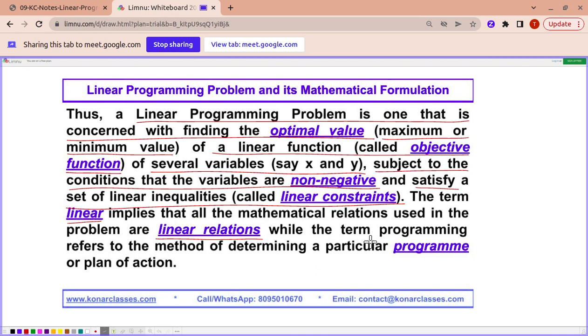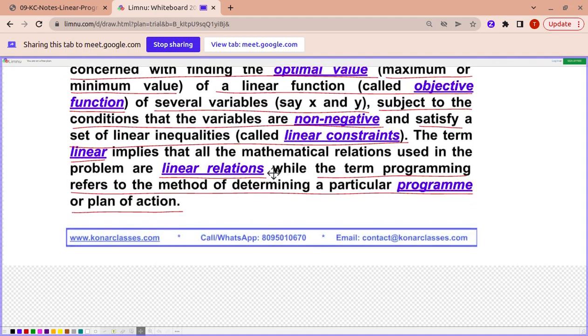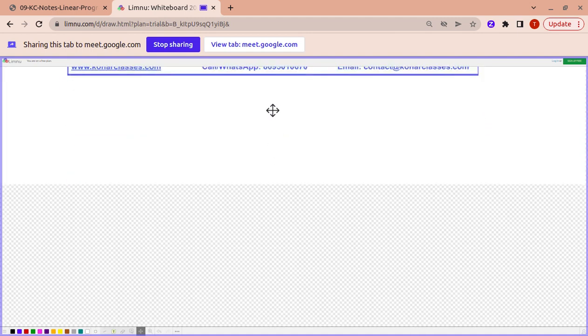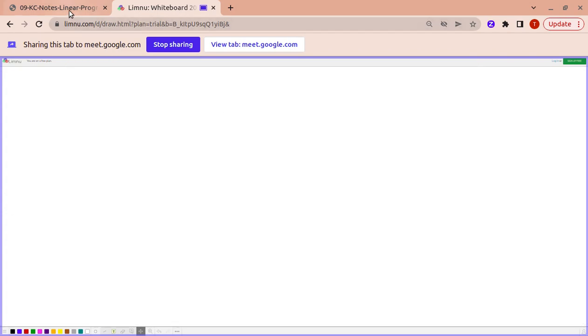Now, the term programming refers to the method of determining a particular program or plan of actions. That is why it is called a linear programming problem. I hope the nomenclature is clear, why this type of problem is called a linear programming problem. I hope this is clear. Now, let me go to the next slide, dear students.